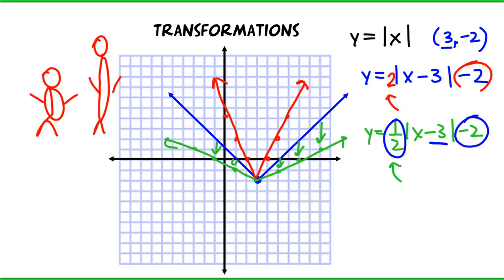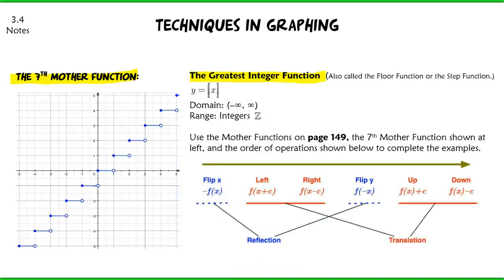Oh, forgot one more. If I put a negative on the outside of this, all that does is reflect it over the x-axis, so it would open down. So that green function here now just would open down. Alright, so let's get back to your note sheet.